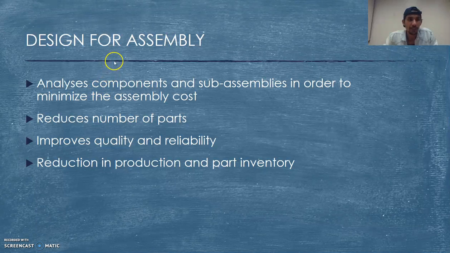I have also implemented design for assembly in this project. Design for assembly basically means designing parts, assemblies and sub-assemblies so that the assembly cost can be reduced. There are a few advantages of DFA. It reduces the number of parts, it improves quality and reliability, and it helps in the reduction of production and part inventory.